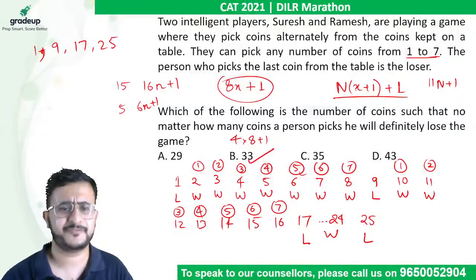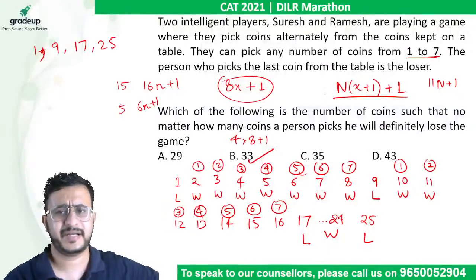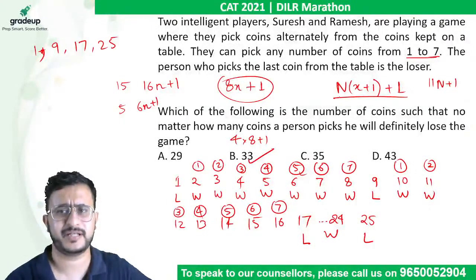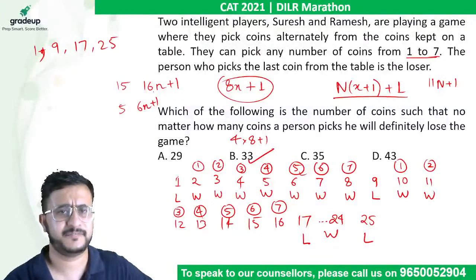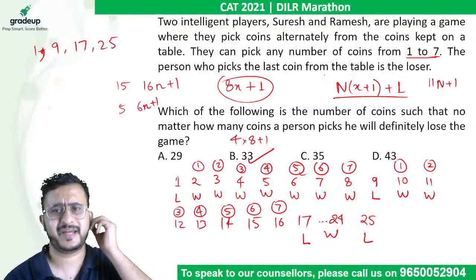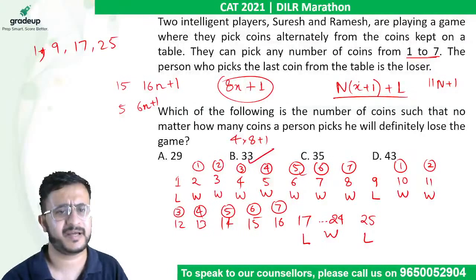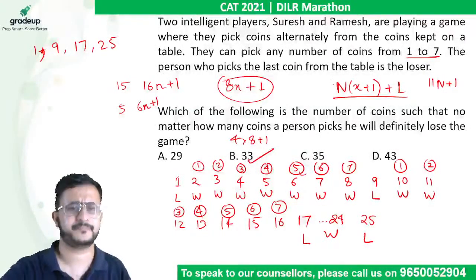No, so that is a generic formula, right? See, there were 7 coins, so 8n plus 1 is a losing number, right? If you can pick 1 to 10, then the losing number will be 11n plus 1. If 1 to 15, 16n plus 1 and so on. Okay? So that is why n times (x plus 1) plus 1, where x is the maximum number of coins that you can pick. Okay?